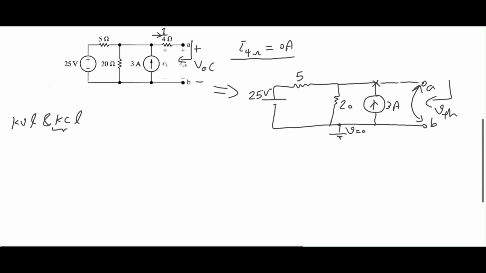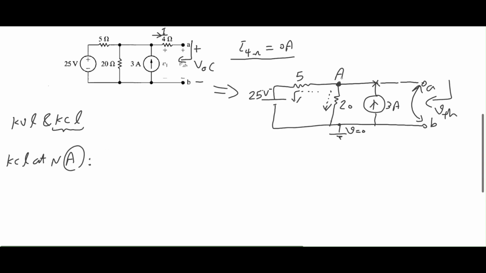I'm gonna use KCL. And if I use KCL at this point, let's call it node A, I can go this way for the current flowing into my 25 volt voltage source, and then this way the current flowing into the 20 ohms resistor, and I already know the value of 3 amp is flowing into node A. So let's try to write KCL at node A.